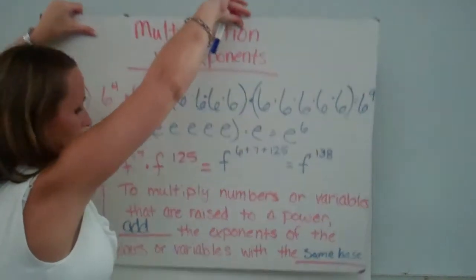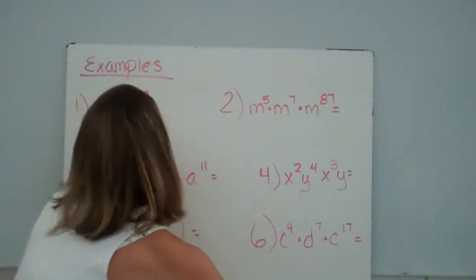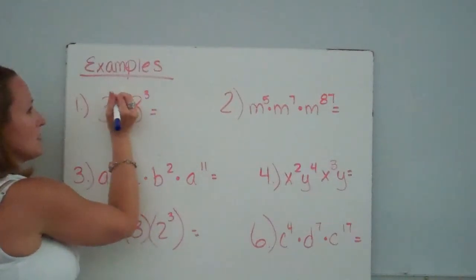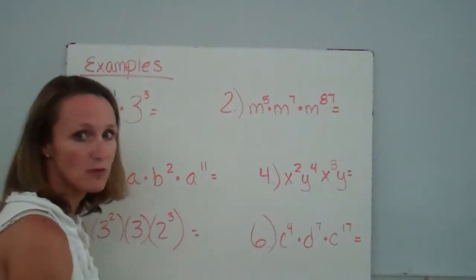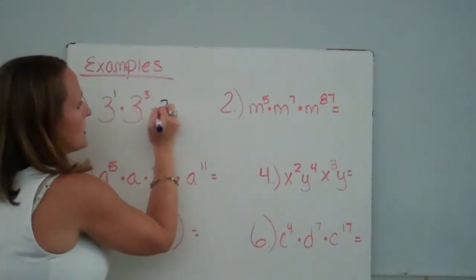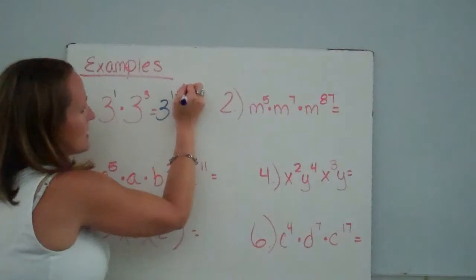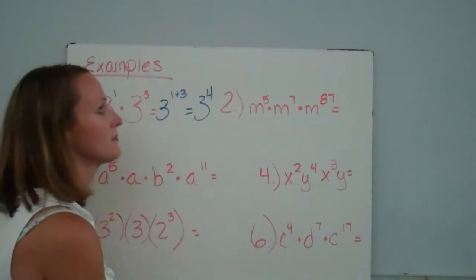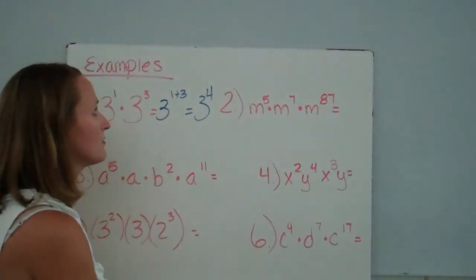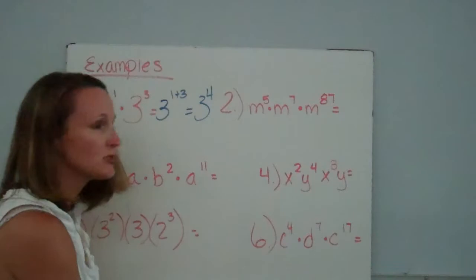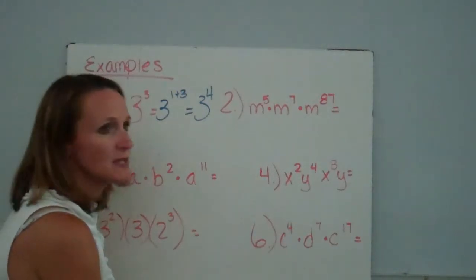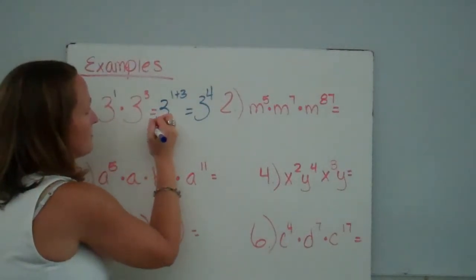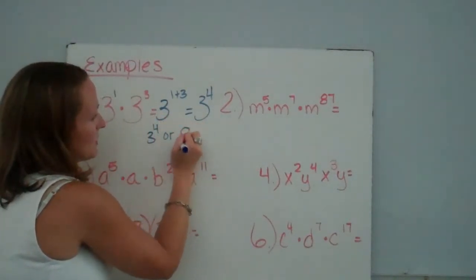Let's look at some examples. Okay. So here we have 3 times 3 to the 3rd. Remember, this is really 3 to the 1. When nothing's written, you can assume a 1. So we're saying 3 to the 1 plus 3. So this is 3 to the 4th, which we could actually multiply out. 3 times 3 is 9, times 3 is 27. 27 times 3 is 81. So 3 to the 4th, or 81.